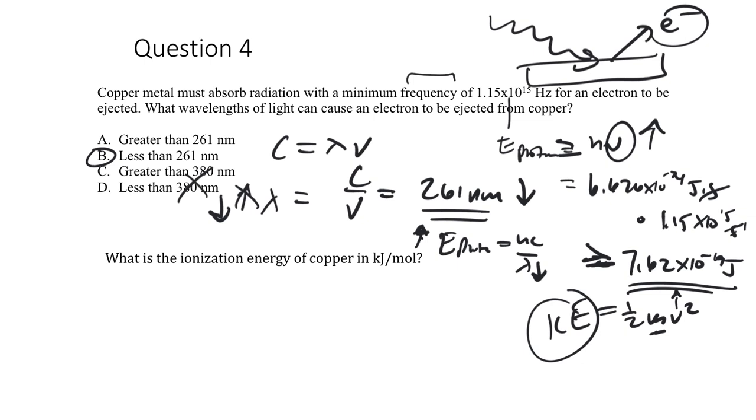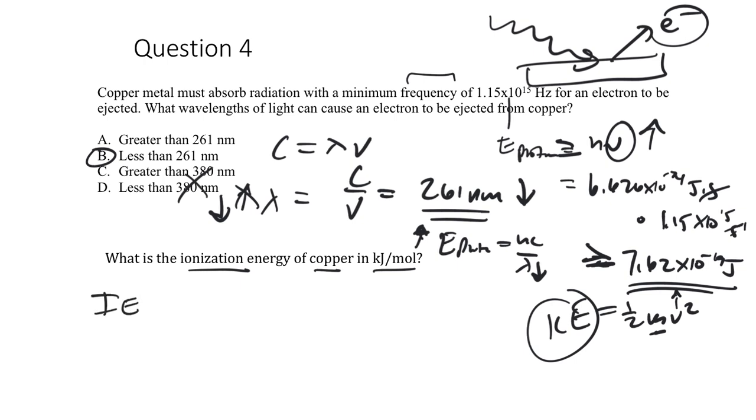And then I suppose we did have to calculate the ionization energy, because it says, well, what's the ionization energy of copper, but in kJs per mole? Well, the ionization energy of copper in joules per atom is 7.62 times 10 to the minus 19 joules, as we calculated earlier. So the minimum frequency that's needed to cause an electron to be ejected is telling us the ionization energy. It's directly related to that ionization energy of the atom.